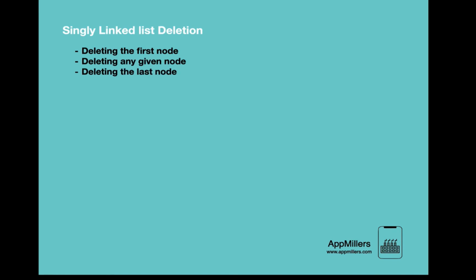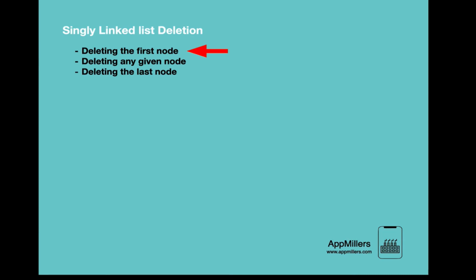So we can delete a node from the beginning of the single linked list, we can delete a node from any given location in the single linked list, and we can delete a node at the end of the single linked list. Let's see the first case, which is deleting the first node in a single linked list.